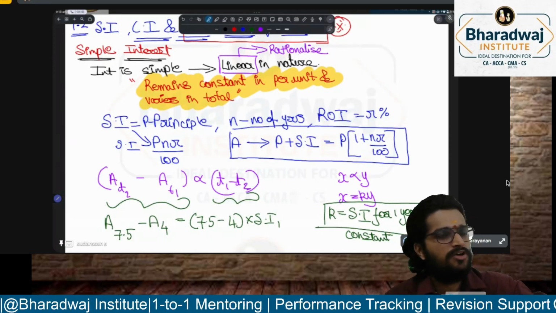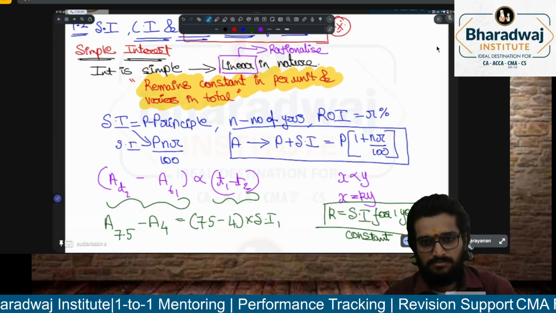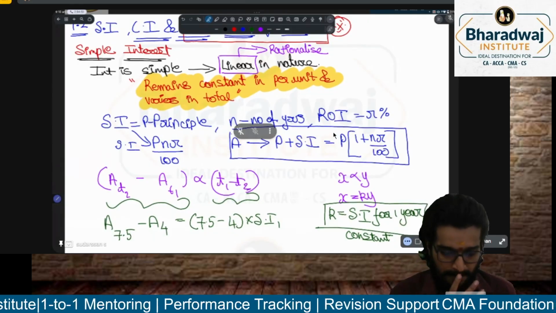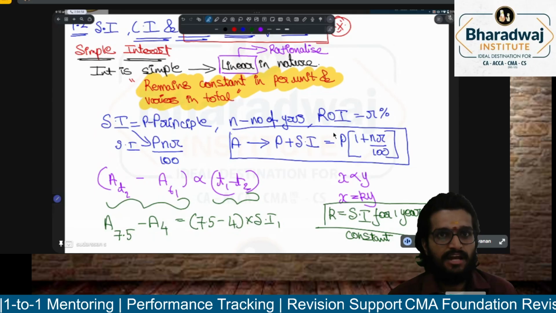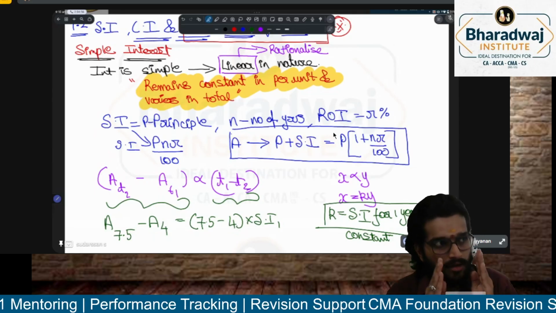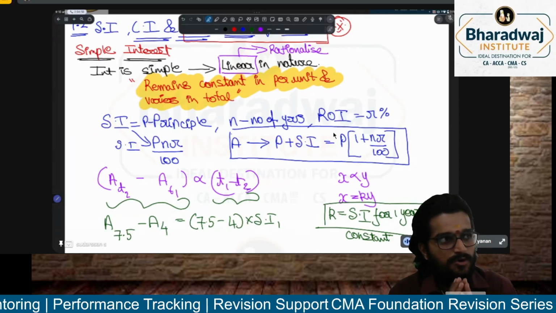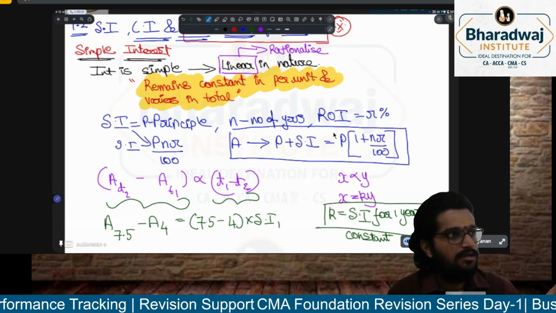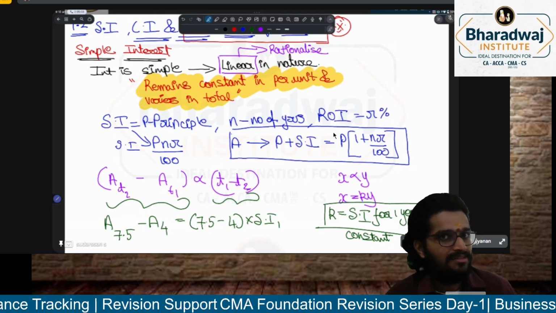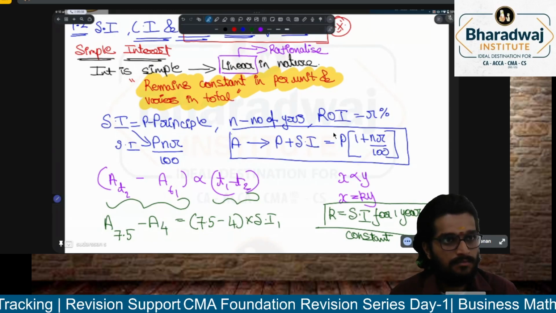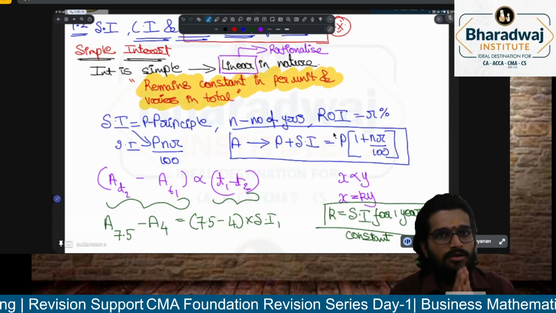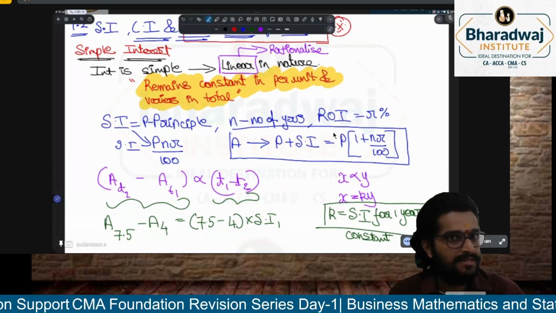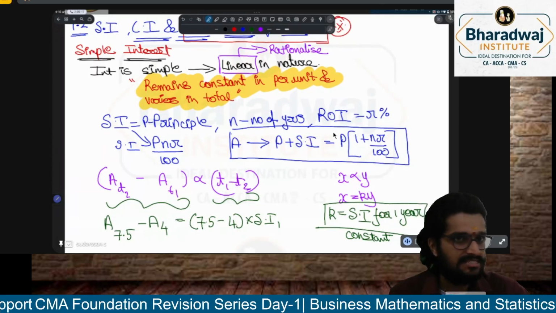Formula for simple interest: principal multiplied with number of years multiplied with rate of interest, ROI. With respect to foundation, ROI represents rate of interest. When it comes to intermediate or final, we will be discussing it under another name called return on investment. For now, have a note, it is only rate of interest. Anywhere, by mistake, if I say return on investment, it represents rate of interest only.